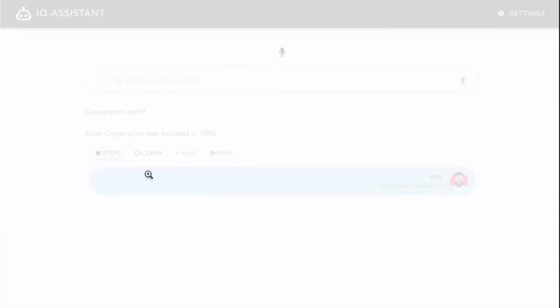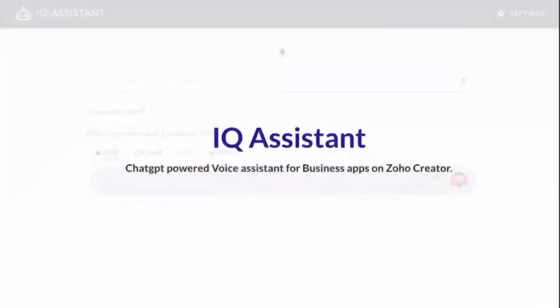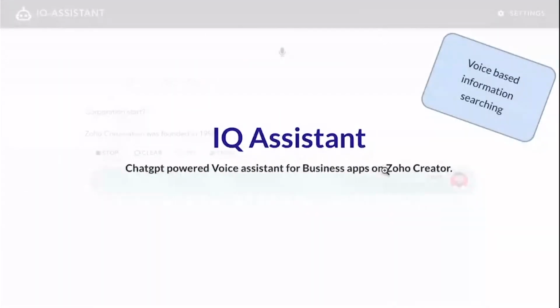All right. So IQ Assistant is a ChatGPT powered voice assistant for business apps built on Zoho Creator. In short, you can directly talk to that assistant within your Creator, and it will talk back with the answers by searching from GPT. It can be very powerful inside Creator. Some of the features are voice-based searching. You can directly talk to it and find information on the web, or from GPT, instead of going to ChatGPT and finding the information there.